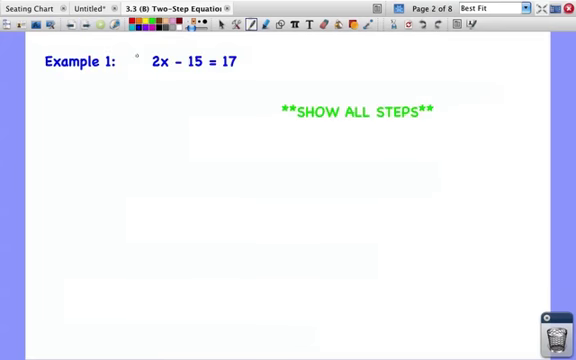Oops, went too far. Here we go. So if you see, I have 2x minus 15 equals 17. Show all steps. This is very, very important for solving equations. This is how we don't get messed up. So I need to show all my work. Before, we would just have 2x equals 17. But now I have this minus 15 here. I have multiple steps to solve this equation. I may not be able to figure out what x is just off the top of my head. That's why I need to show my steps.